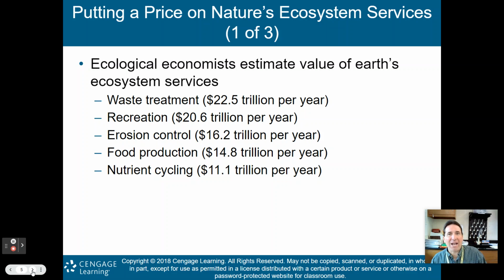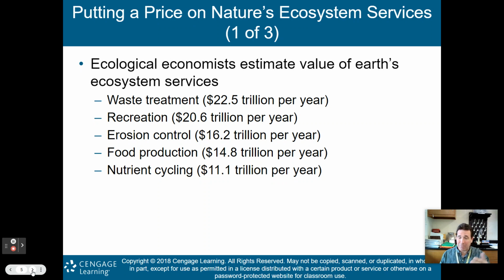So, putting a price on nature's ecosystem services. We're going to really start talking in the next couple of slides about that full cost pricing that we've mentioned a bunch of times so far in this course. Ecological economists estimate the value of Earth's ecosystem services. So these are the ecosystem services that the Earth provides, and these are the estimates that our ecological economists say is what it actually provides for us. So waste treatment, right? What the Earth does to filter out waste in water and in the air, things like that, amounts to about $22.5 trillion a year in services.